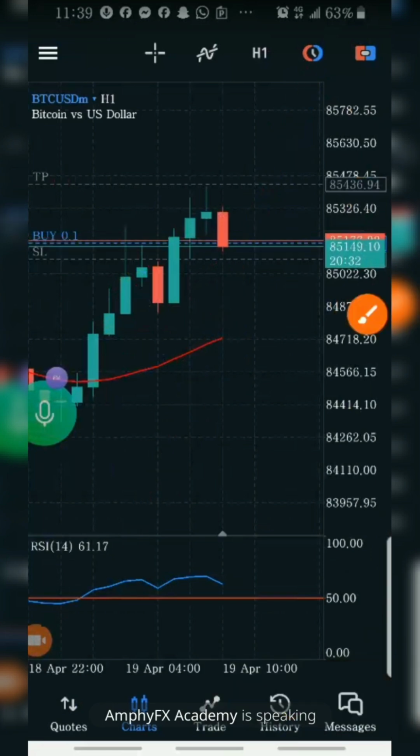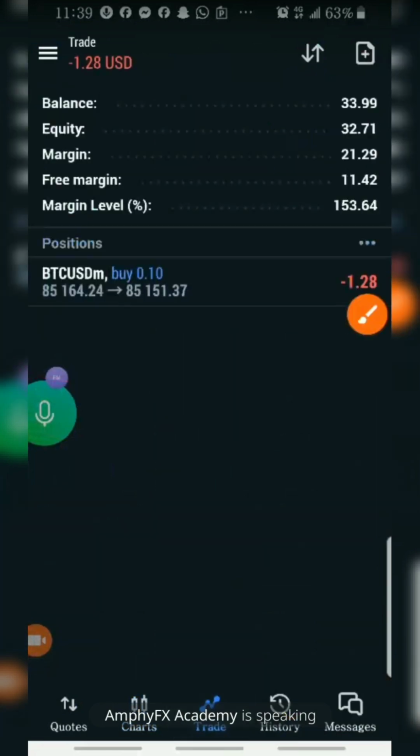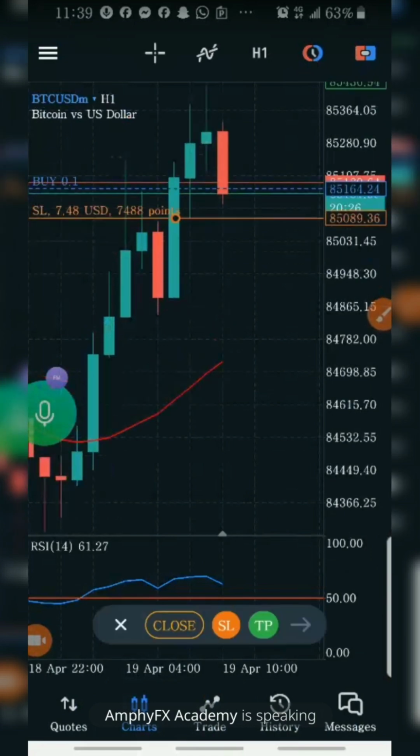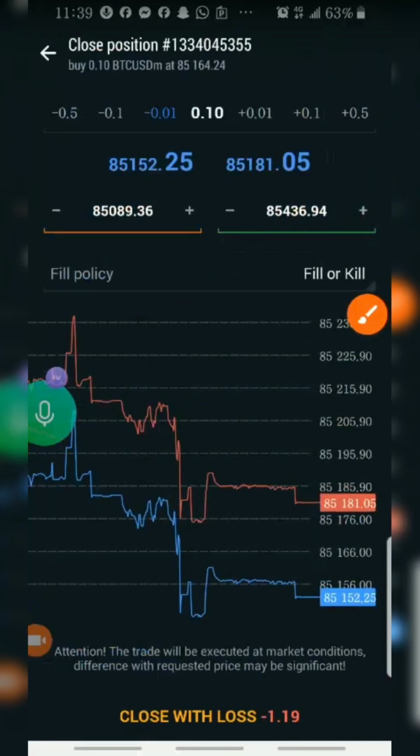Let me close this position first. Let me close it on the screen. I'll tap on that blue line. I'll then click on close. It will take me to this screen. I then click on close.